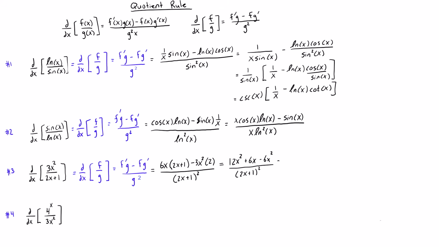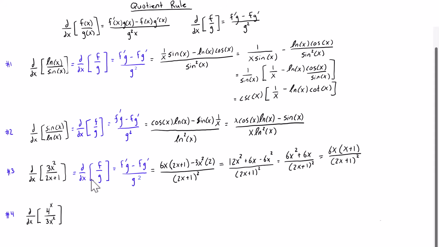Let's just clean this up a little bit more. So we're going to have 6x squared plus 6x all over 2x plus 1 all squared. And we can just pull out a 6x. So that's going to be 6x times x plus 1 all over 2x plus 1 all squared. And that is our final answer. That is the derivative of this whole thing of 3x squared over 2x plus 1.